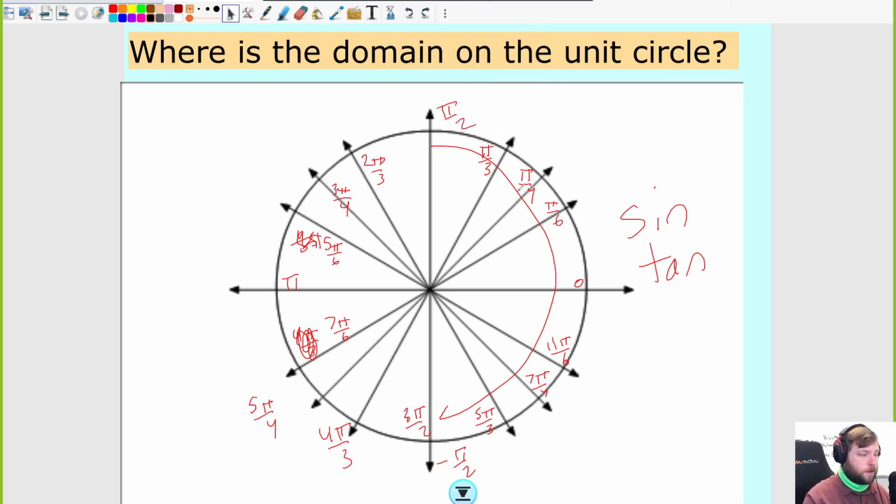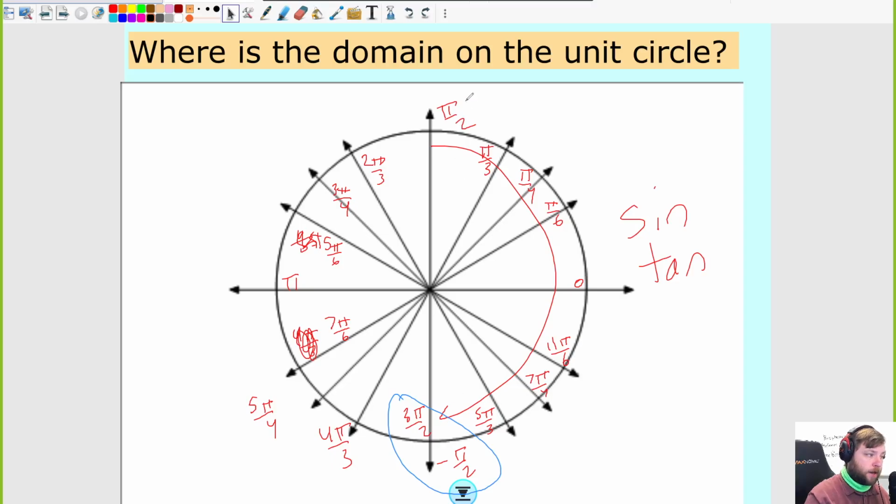Now, usually on the unit circle, we'd say these angles. But for the purposes of the domain where we're talking about inverse tangent and sine, angles are also coterminal. So while this is 3 pi over 2, it's also negative pi over 2 if you worked backwards for coterminal. Okay.